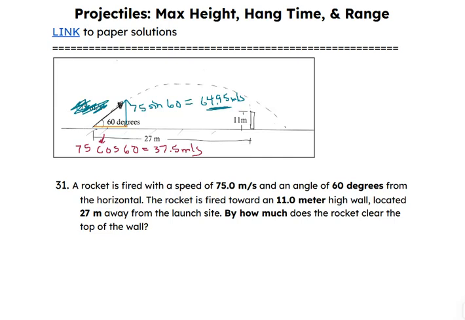And then get out your aggressions, cross out that 75 so you don't accidentally use it for any other calculations. Okay. And then a rocket is fired towards an 11-meter high wall located 27 meters away. By how much does the rocket clear the top of the wall? So what the question is asking for is, what is this distance here? Which means we're going to have to find where the rocket is here, which is a vertical position, and then subtract 11 from it to see how much the gap was.